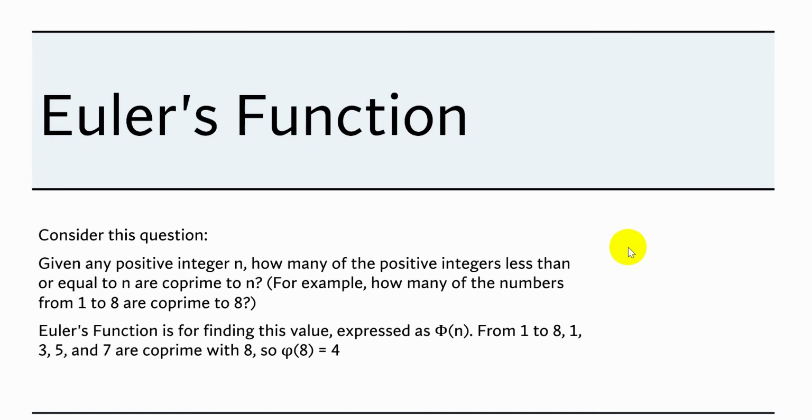Euler's function. Consider this question. Given any positive integer n, how many of the positive integers less than or equal to n are coprime to n? For example, how many of the numbers from 1 to 8 are coprime to 8? To find this value, we can use Euler's function. It is expressed as phi(n). From 1 to 8, the numbers 1, 3, 5, and 7 are coprime with 8. So phi(8) equals 4.